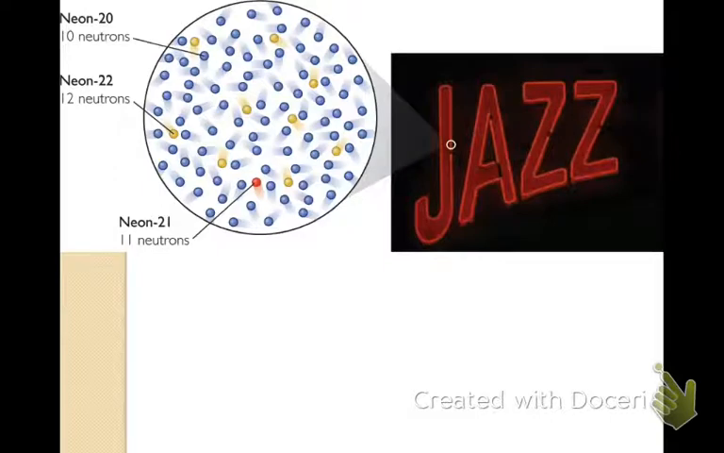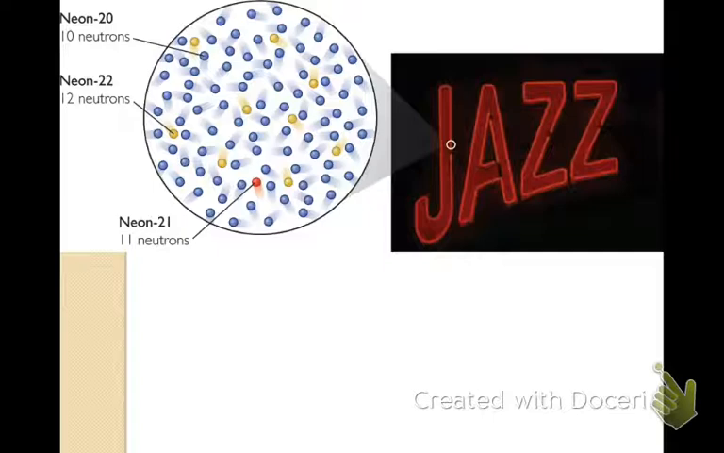So here we have a neon sign. We actually saw this one in the last lesson. The circle shows a sample of the different versions of neon, or the different isotopes of neon, that we have. The blue dots represent neon 20 with 10 neutrons. The yellow ones represent neon 22 with 12 neutrons, and the red one represents neon 21 with 11 neutrons. They all have the same number of protons, but a different number of neutrons.